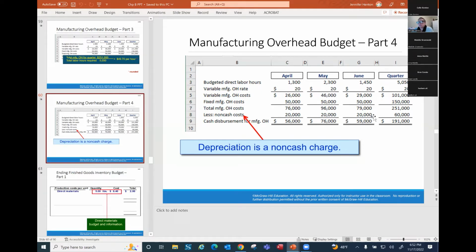And then we do the same thing for May and June. So I'm not spending the entire 251 because some of that is a non-cash transaction. So I'm going to pull that out. So I just deduct it. 251 minus the 60,000, it's 191,000. That's my cash that I know that I'm going to have to spend out for the quarter.